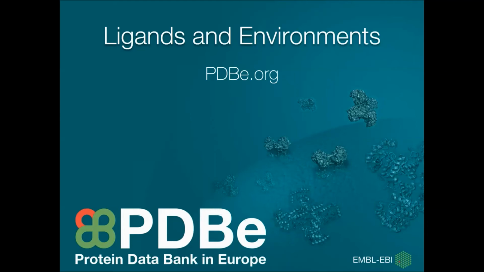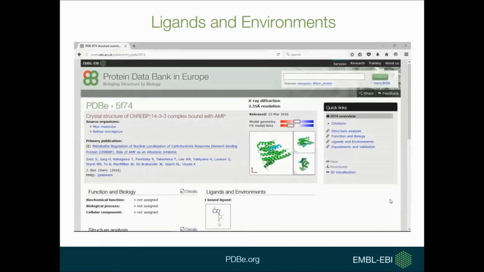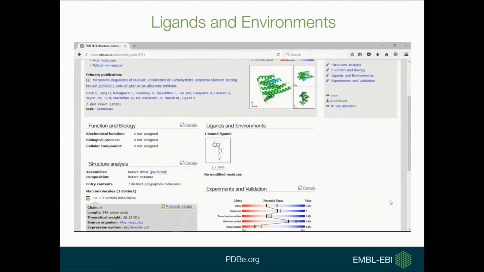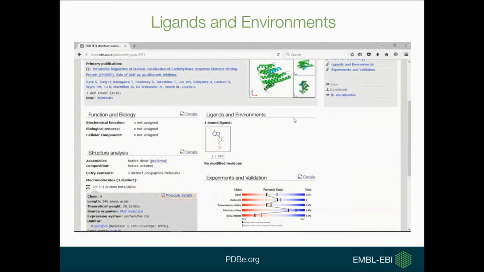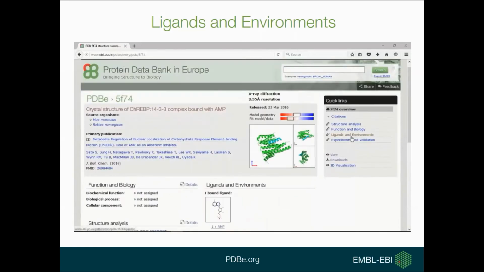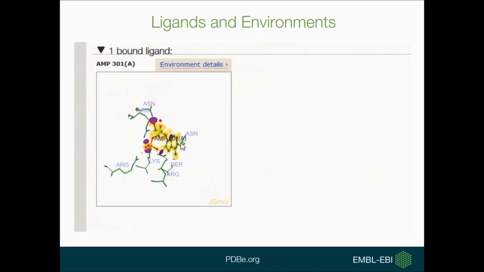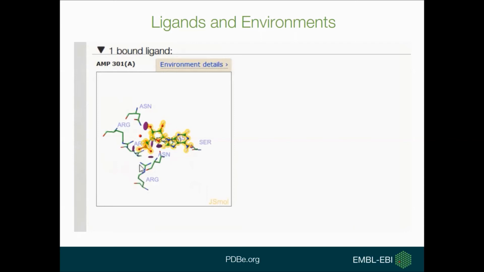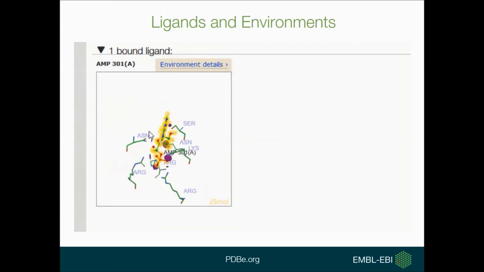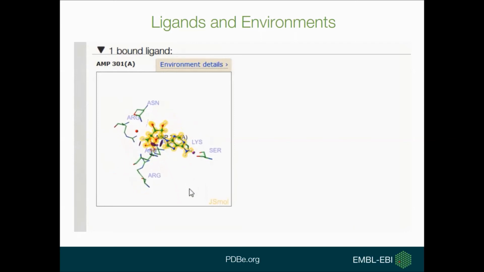Many ligands, for instance drug compounds, are often actually the most interesting part of an entry. So I'll show you how to navigate to the Ligands and Environments section on our webpage. So for an entry, for instance 5F74, you can see here there's a Ligands and Environments section, and any ligands within this entry will be listed here. There's also a link to the Ligands and Environments section on the right. Again, all the ligands shown here are in a 3D view in this case, so you're able to view the environment here without downloading the structure.